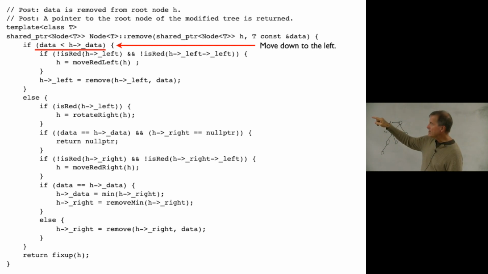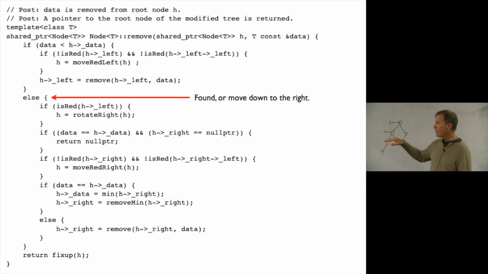If data is less than H arrow data, so what does that mean? This is a binary search tree, right? So we're going to move down to the left. How do we move down to the left? The same way we did before, by removing the min. If is red, H arrow left, and is red, H arrow left, so 2 black links in a row on the way down, H gets moved red left, and then we finally go to the left. Are you with me? So that part's just like we did.